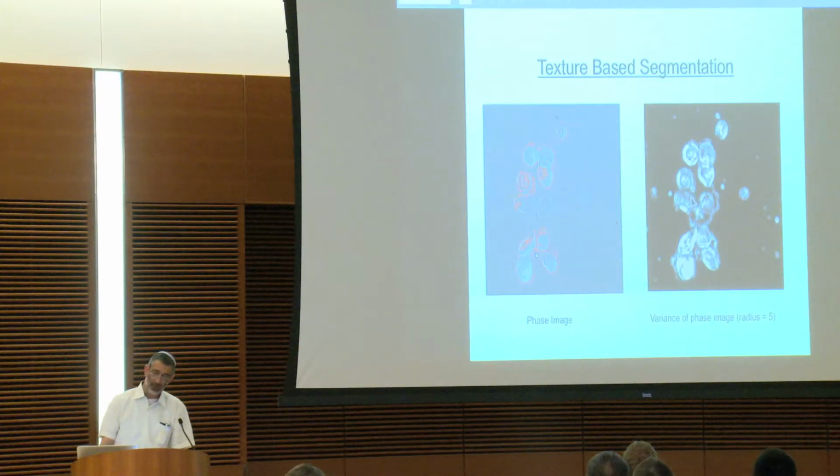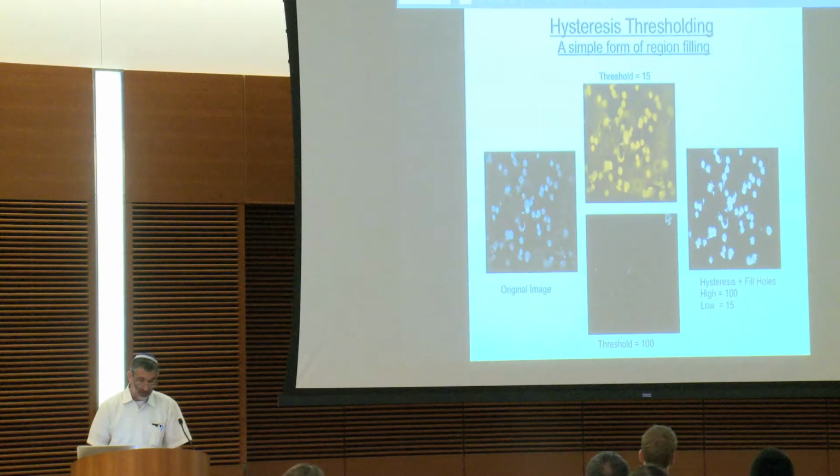Then what I would do, following up on this, is threshold this and use morphology operations to close up all the little holes and gaps. And that works very nicely. We'll see some examples. Hysteresis thresholding is an example. In my opinion, it can be viewed as an example of region filling.